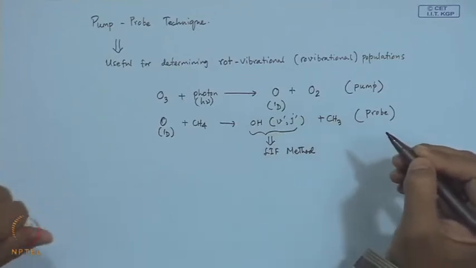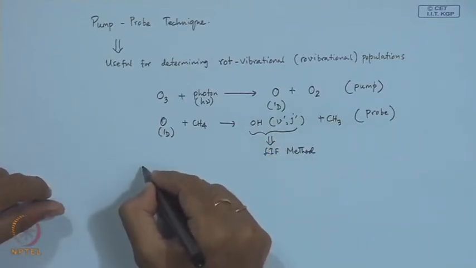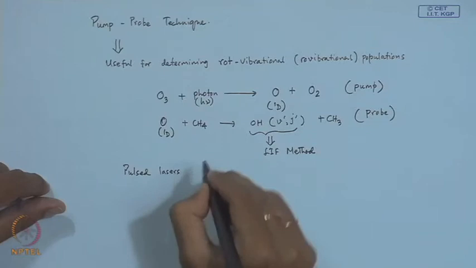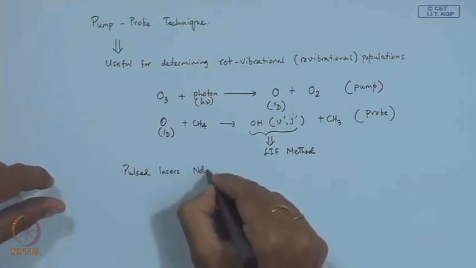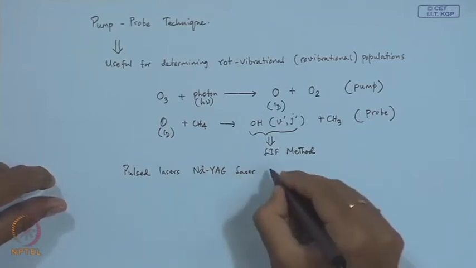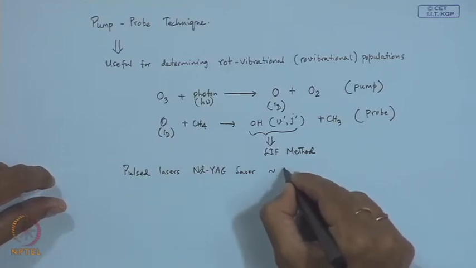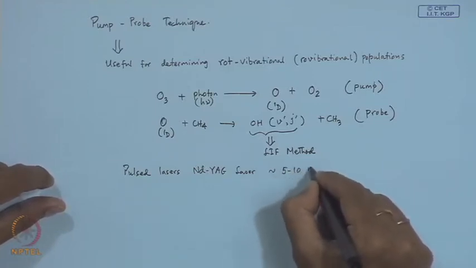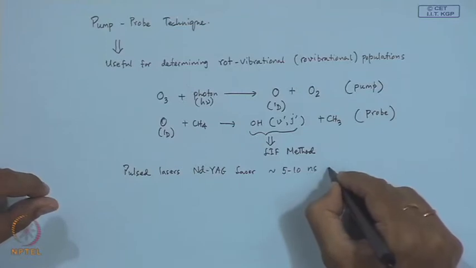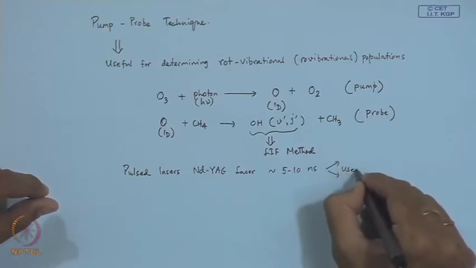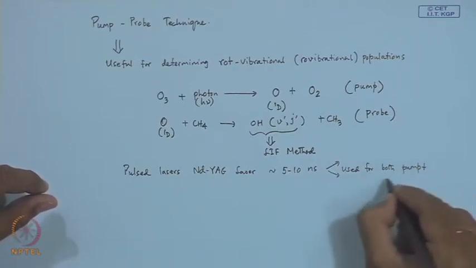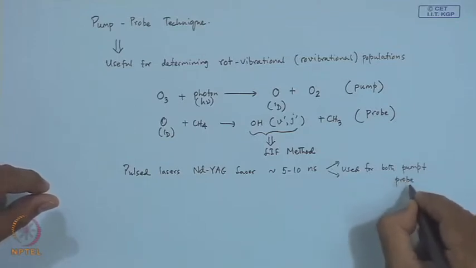this OH. Okay, so pulsed laser, maybe typical Nd:YAG laser, which has the pulse width of the order of nanosecond, say 5 to 10 nanosecond, is used for both pump and probe measurements.